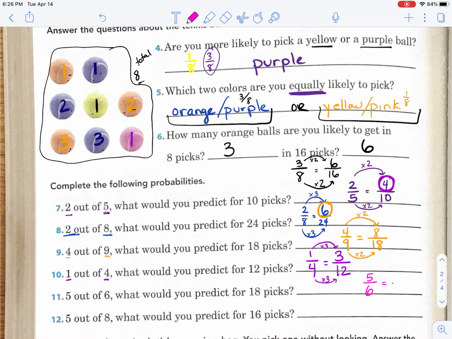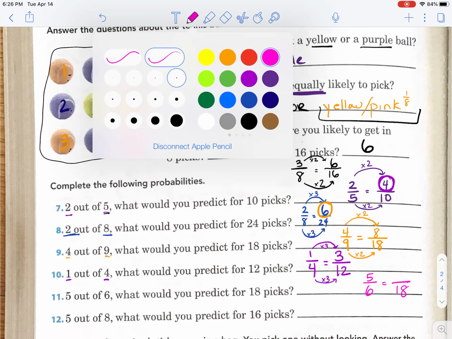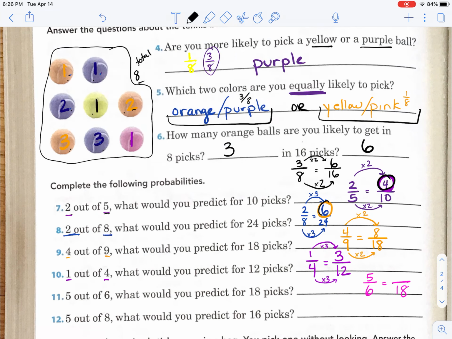Let's see. I'm going to highlight the answers for this. Okay, my answer for the next one. 6 times what is 18? 6, 12, 18. Times 3. What I do to the bottom, I also do to the top. Times 3. 5 times 3 is what? 15. So if I was passing out cookies, I would bet 15 out of those 18 would be chocolate chip.